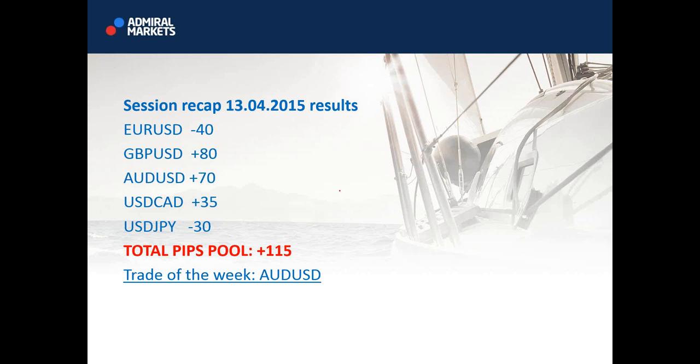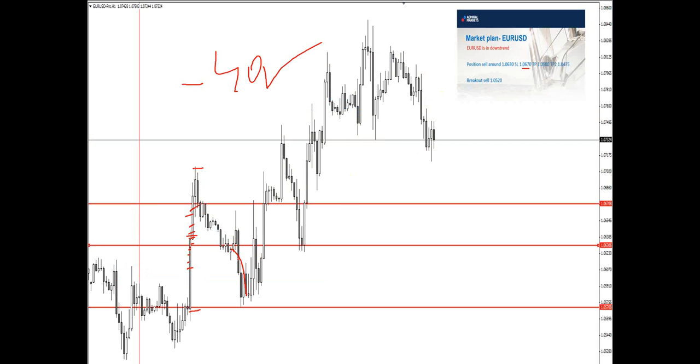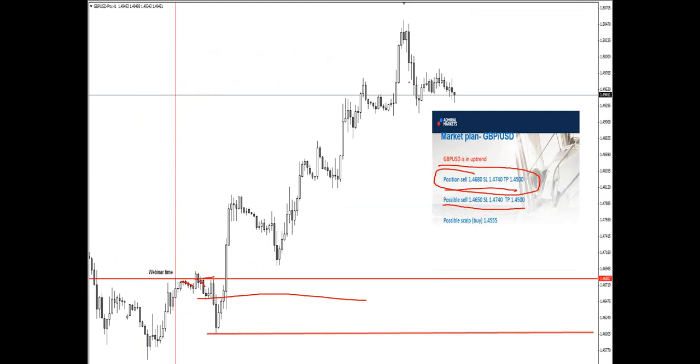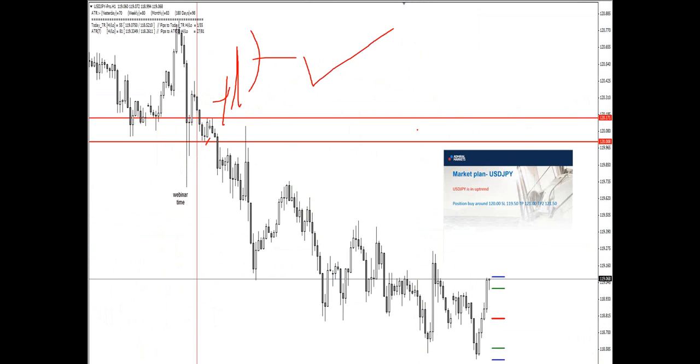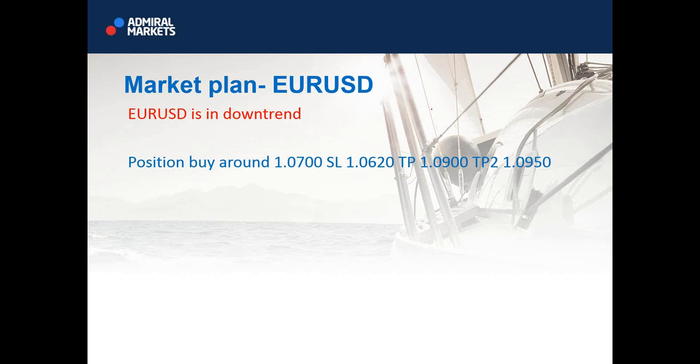Maybe, as Justinas says, on euro dollar, yes, this could have been on smaller time frames. But well, leave it as it is. It doesn't matter. 40 pip loss. We had 115 pips for the previous week. So even if it was a loss, it doesn't matter. This is what I see in euro dollar. Guys, yes, euro dollar effectively is in a downtrend.